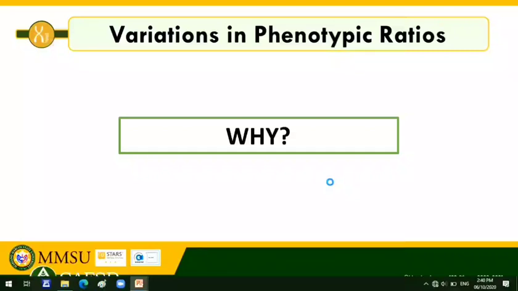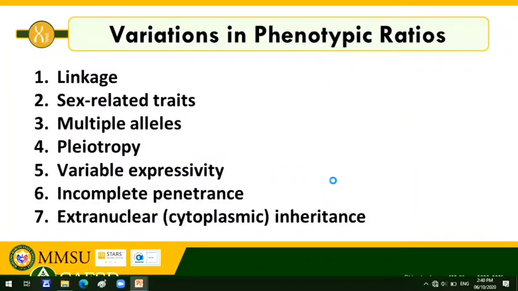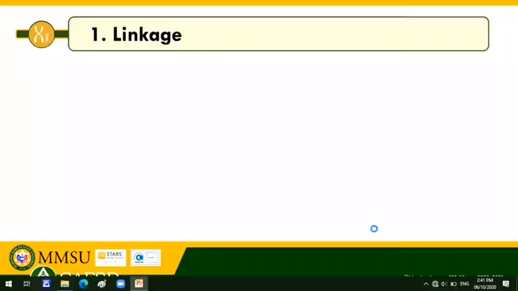Later it was found that these deviations were due to chromosomal phenomena, and some traits were controlled by genes linked in the same chromosomes and those in the sex chromosome. These are called variations in phenotypic ratios, and these are attributable to the following. Number one, we have linkage. Second, we have sex-related traits, multiple alleles, pleiotropy, variable expressivity, incomplete penetrance, and last but not the least, extranuclear or cytoplasmic inheritance. Alright, so let's have linkage first.